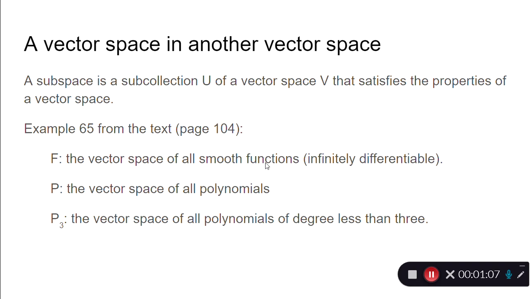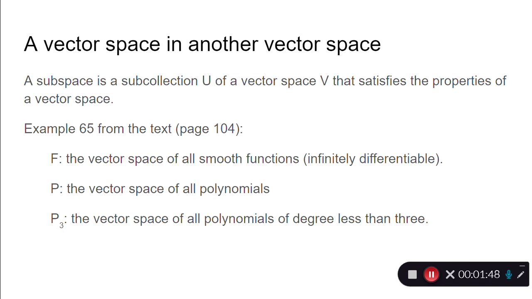Smooth means infinitely differentiable. If you add two infinitely differentiable functions together, it's still infinitely differentiable. If you multiply an infinitely differentiable function by a scalar, it's still infinitely differentiable. Any smooth function has an additive inverse. It's just the negative of that, right? There's a zero function. 0 is an infinitely differentiable function. So F is a vector space. So there are lots and lots of subspaces of F. F is actually an infinite dimensional vector space, and super useful in a crazy way.